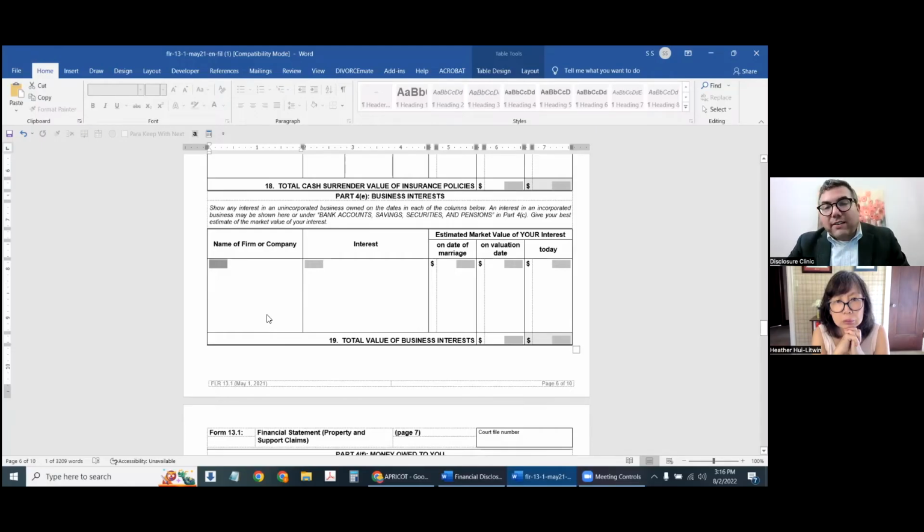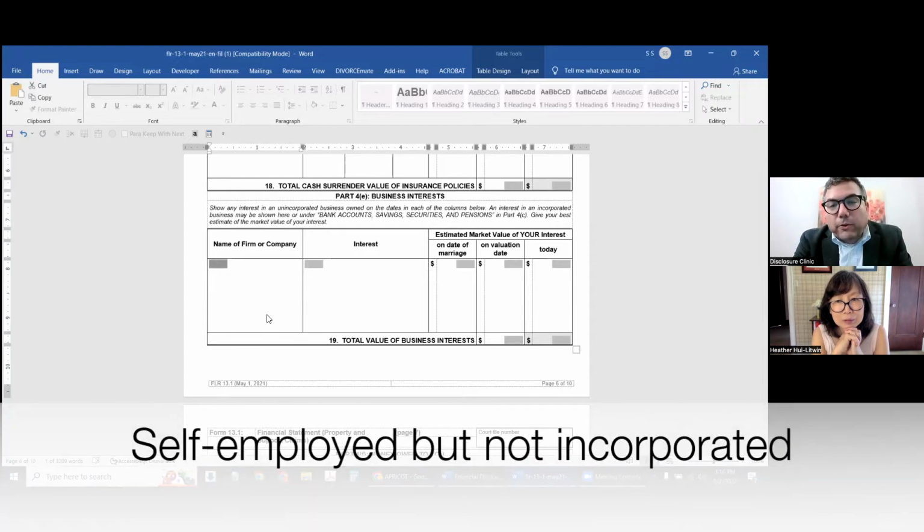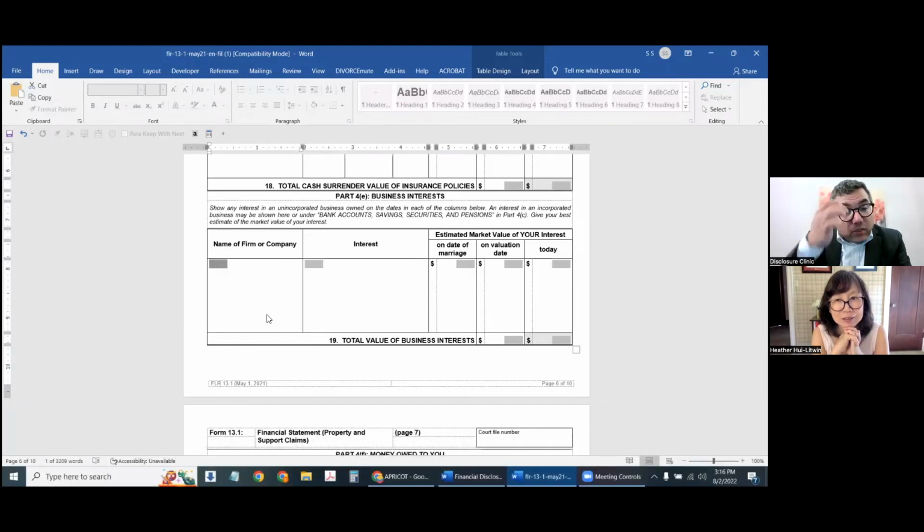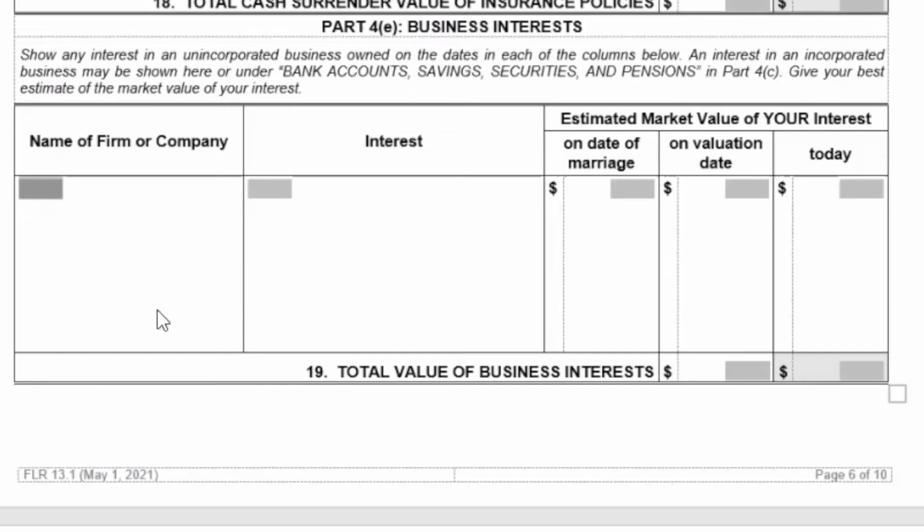Business interests is a huge topic that we're going to condense to one minute. The biggest question is, what do you do if you are self-employed and you don't have a corporation? The answer is you could just say that. Just say my name, I'll write disclosure clinic, and my interest is 100%, and say I am a sole proprietor. Let's get the spelling right.